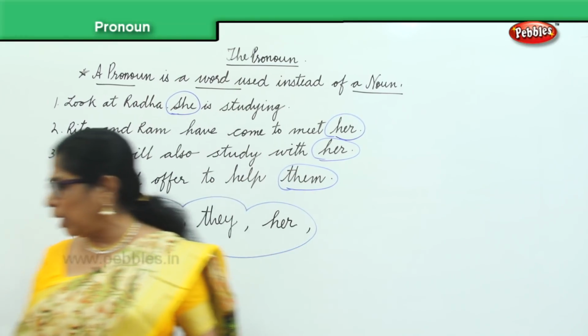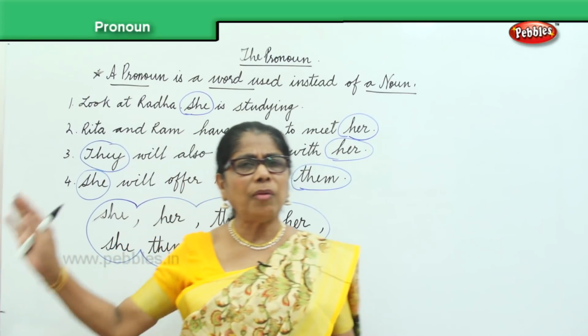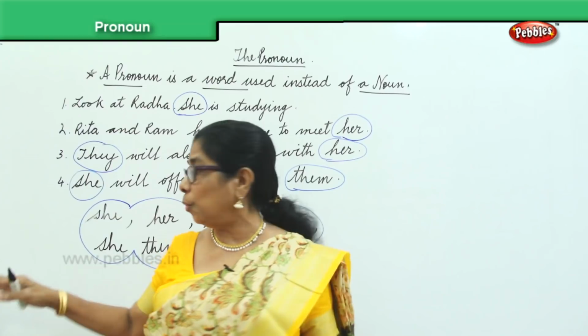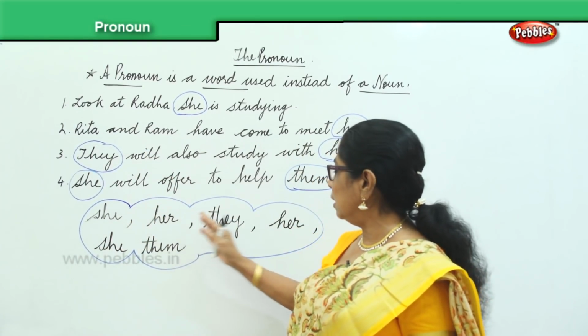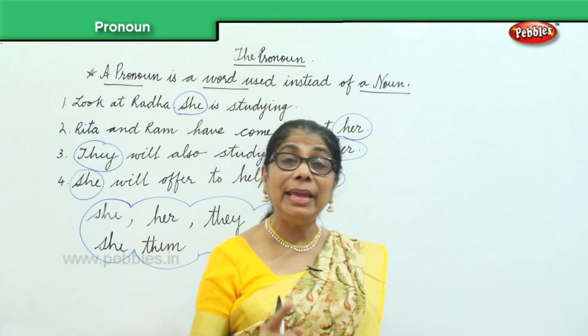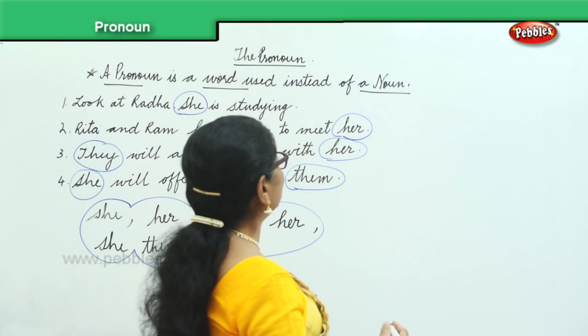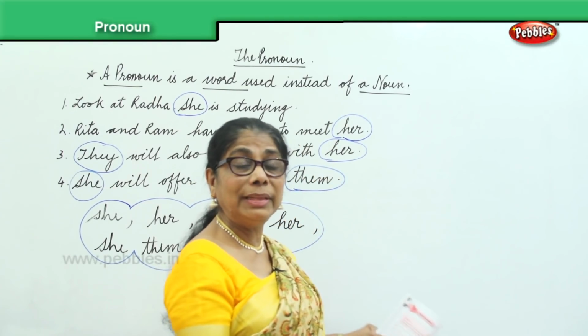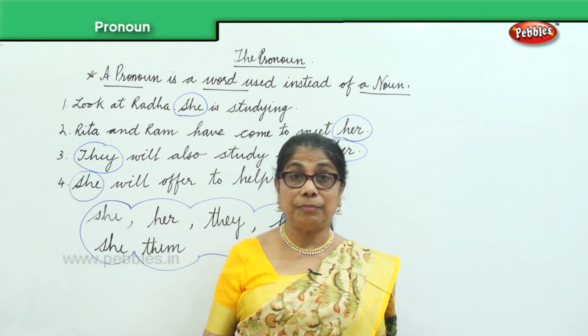Now in pronouns, we have many kinds. A pronoun is a word used instead of a noun. Words like this, used instead of a noun, she, her, they, them, all these are pronouns. We have 8 to 9 types. We have kinds of pronouns, and we'll be doing that in the next. We have 9 different kinds of pronouns.